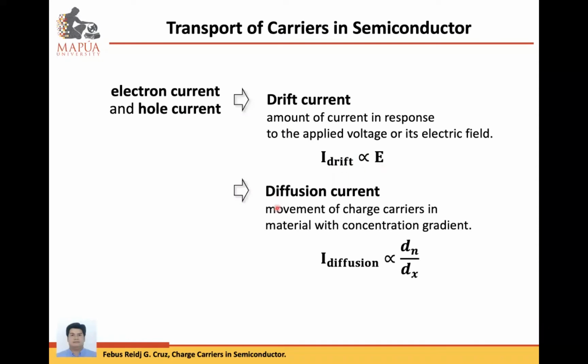Another mechanism, or another type, is the diffusion current. This pertains to the movement of charge carriers in the semiconductor material due to the concentration gradient. So we expect a movement of carriers. That is the diffusion current, and it depends on the concentration gradient. All right, so changes in the concentration N along the length of the semiconductor material.